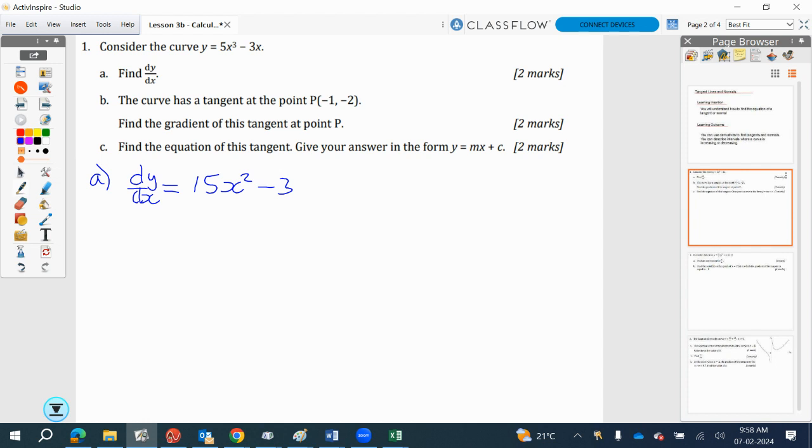Okay, the curve has a tangent at point P, which is (-1, -2). Find the gradient of the tangent at this point. How do we do this? Omar. We put -1 into the derivative. Okay, have a go at doing this now.